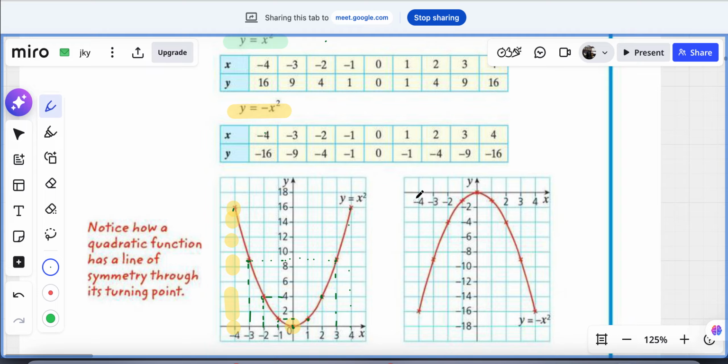Okay, now -4 to -16. Trace -4 to -16. You get the point here. Trace -3 to -9. Put the point here. Trace -2 to -4. Put the point here. Trace -1 to -1. Put the point here. Trace 0 to 0. That's exactly this spot, the turning point. Then trace 1 to -1. Sorry. This place. Trace 2 to -4. This place. Trace 3 to -9. This place. And trace 4 to -16. This place. Then you join also.